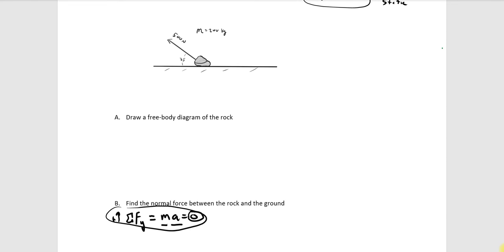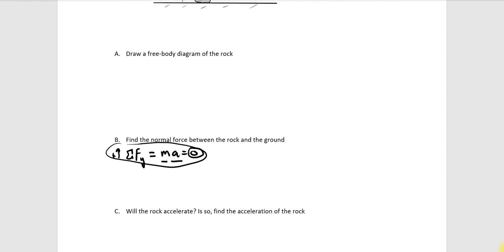Now once you have the normal, by the way, you can then calculate the maximum possible frictional force, because that's going to be 0.4 times the normal. And you could also calculate the kinetic, or sliding, frictional force, which is 0.3 times the normal.